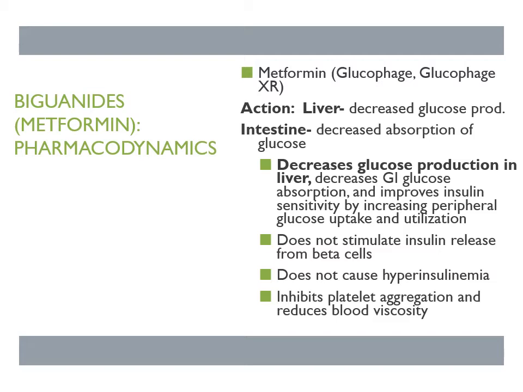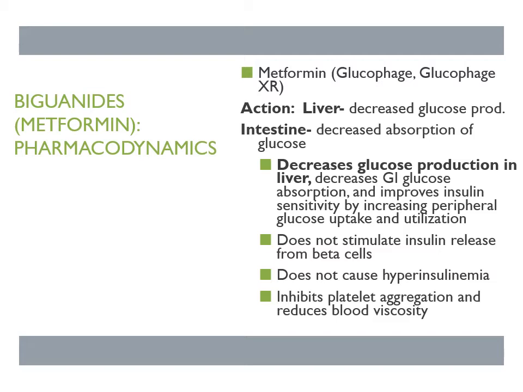So patients that have renal impairment, when given metformin, are going to be more prone to developing lactic acidosis. It has its action in the liver and in the intestine. And in the liver, it will decrease glucose production, and in the intestine, it will decrease absorption of glucose.